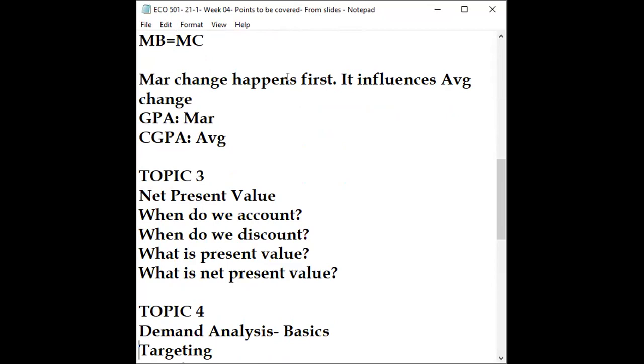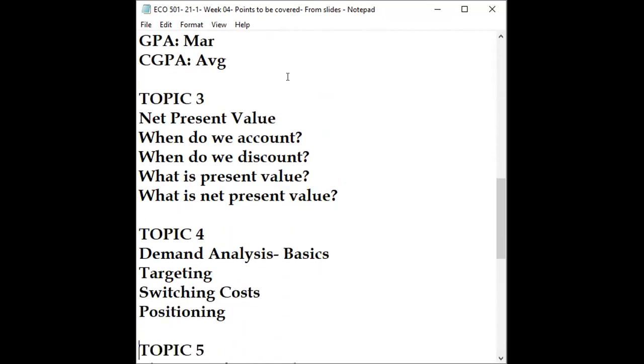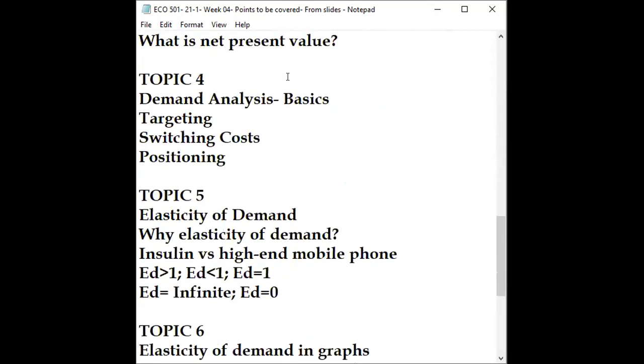Many of you may be familiar with the concept of present value. Those who have forgotten, don't worry. Once we get to that point, it will be quite clear. Today's new topic is how to target a product, what switching costs you can experience, and how to position your product. This is a topic that we will be introducing as topic number 4, but we will come back to it at the end again.